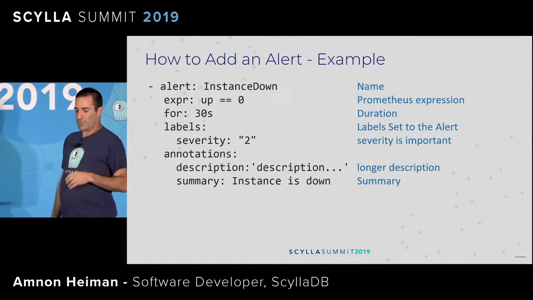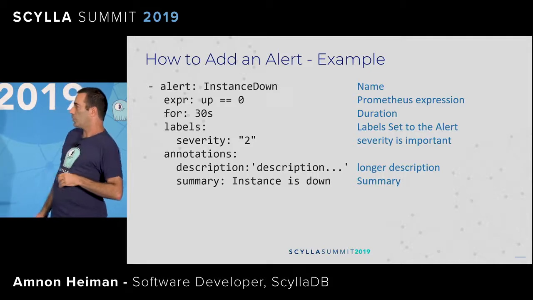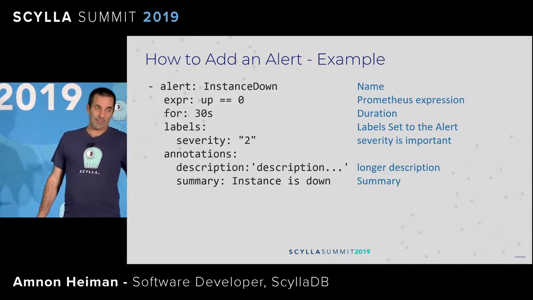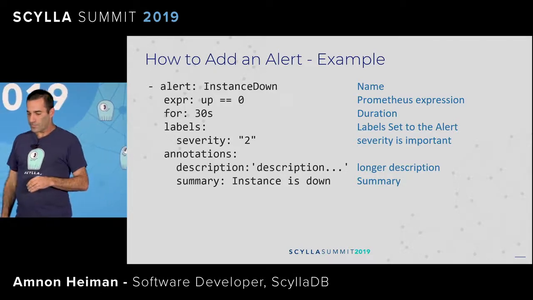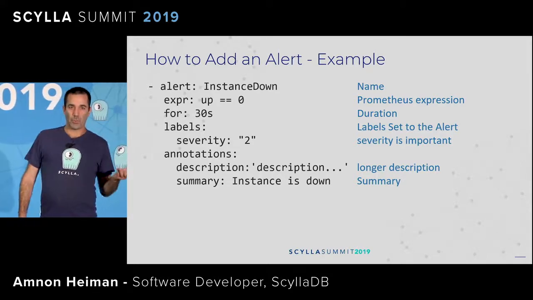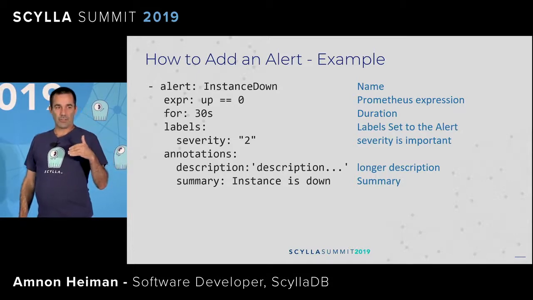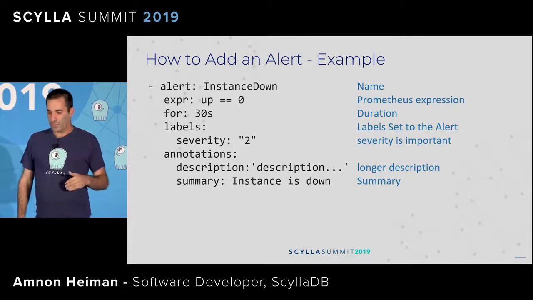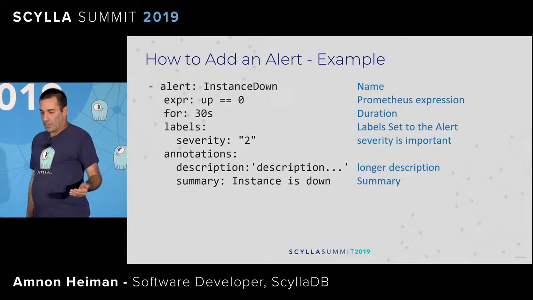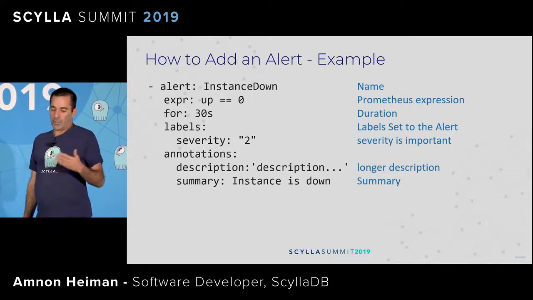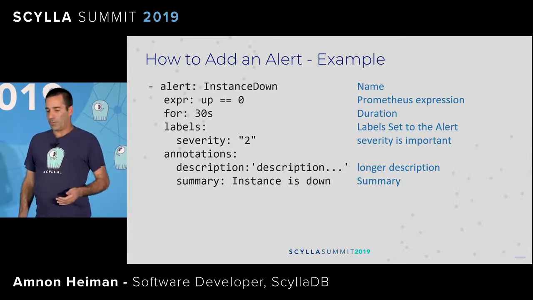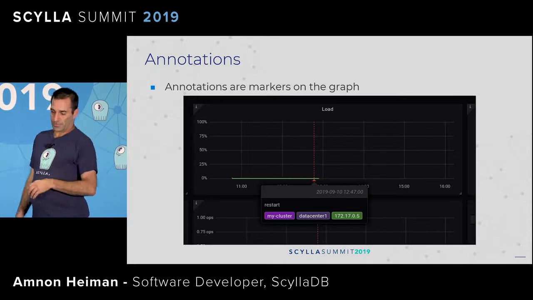If you look at an alert, this is an example of an alert for when a node is down. You see that the alert name is instance down. That reflects that a node is unreachable. You set an expression. In this case, the up metric is an internal metric for Prometheus that states whether you are able to connect to a node or not. You state the duration, which is that for 30 seconds, you were unable to connect to that node. And then, if you want to, you can add additional labels and annotations with a description and summary that will appear eventually in the alert.